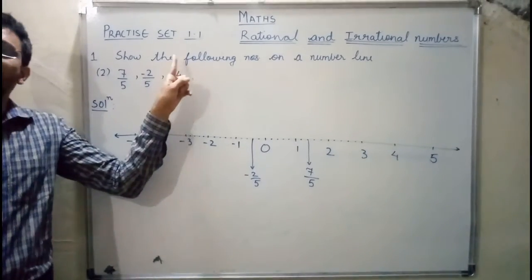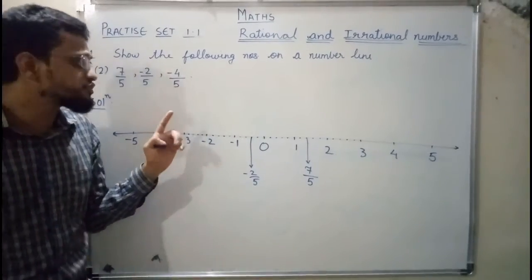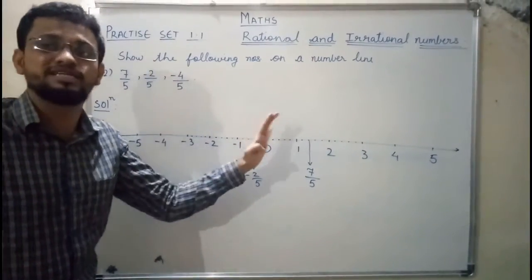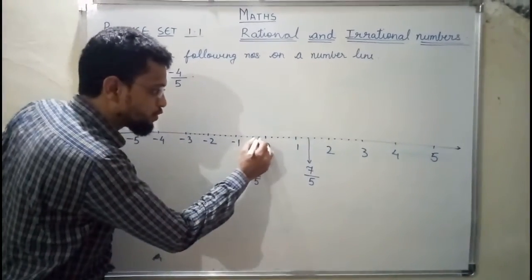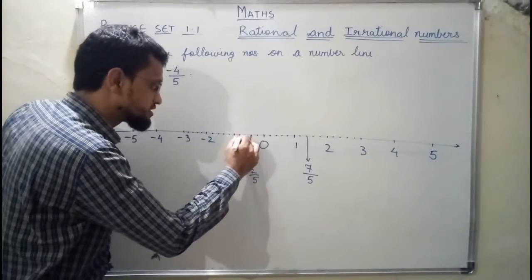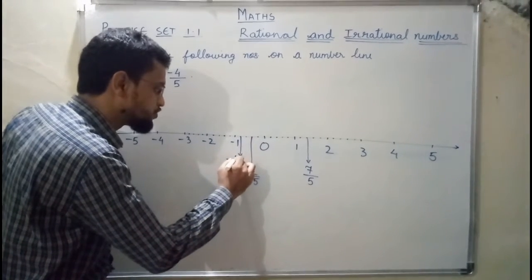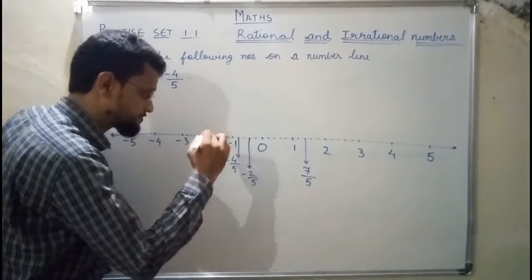Now the next number is minus 4 upon 5. We have to count up to 4 on the left hand side of 0. From 0 to 1, 2, 3, 4. This number will be minus 4 upon 5.